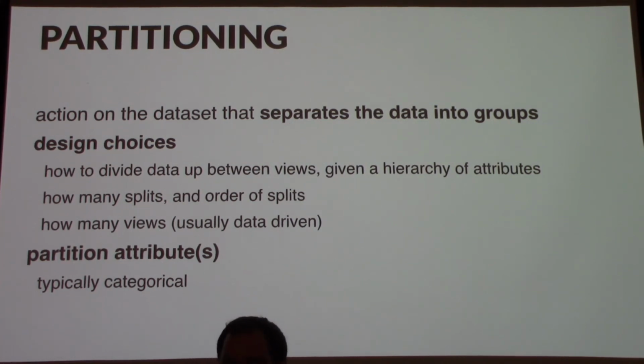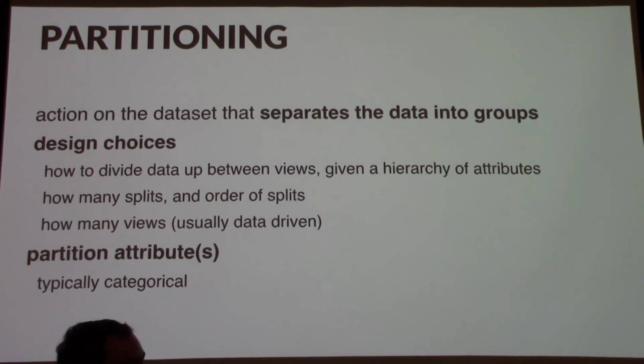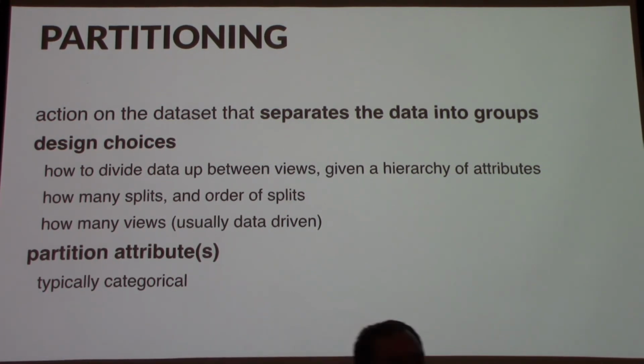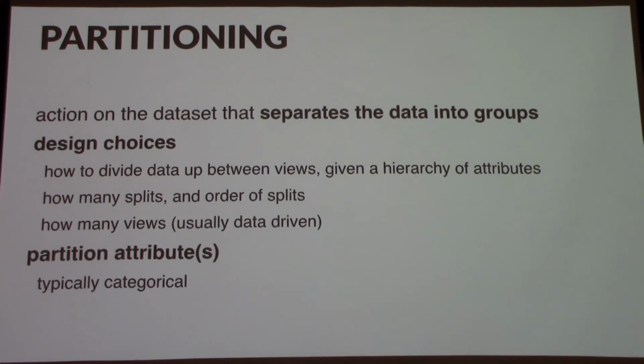For example, give them a hierarchy of attributes. How many splits do you make? What is the order of the splits? How many views do you choose? And the partitioning here is typically categorical. So let's say I have a data set of students, and then I can split them by gender, or I can split them by master's or undergraduate student, and so on. And based on these facets, I could simply compare them.